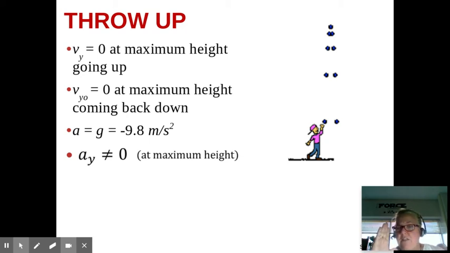You have to focus on either the first part of it, so it going up, or the second half when it's coming back down. I talk a little bit about this in some example problems that I do, and I'll also mention it in class. But again, at the max height going up, your final velocity is 0. And then when it comes back down, that initial velocity is 0, like a drop problem. It's like a throw-up problem and then a drop problem coming back down. And then, of course, gravity is your a_y. And again, a_y is not 0 at max height, only the velocity.